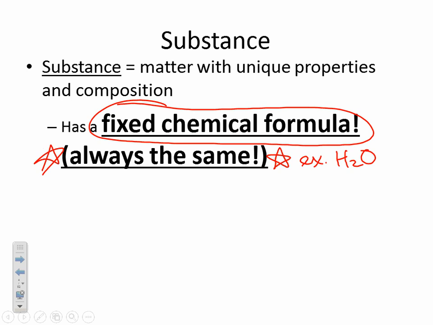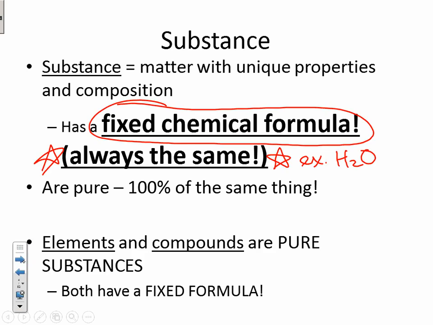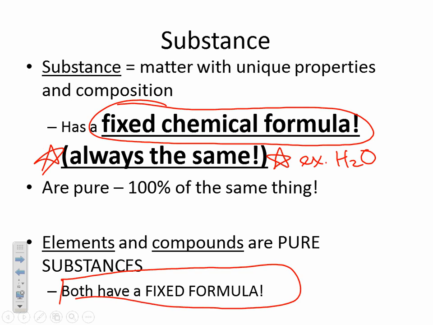It's a fixed formula. Substances, by definition, because they have this fixed formula, because they are always the same, are pure, meaning it's 100% of the same thing. Sand would not be a substance because sand is not pure. There's lots of different components of sand, and they can vary from beach to beach. So sand is not a substance, but water is, because it's always the same. The 2 types of substances are elements and compounds. So substances can be divided into these 2 categories, elements and compounds, and they're both considered substances because they both have this fixed formula. This fixed formula is very important to the definition of a substance.